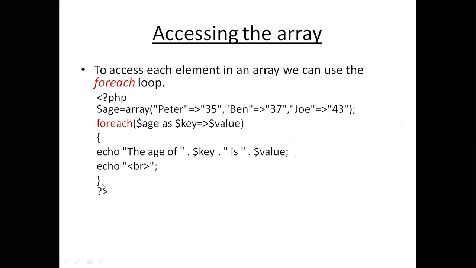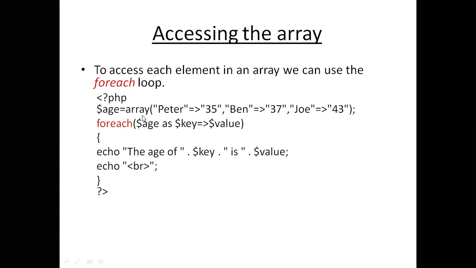You have a PHP open, PHP close here. Age array: Peter age is 35, Ben age is 37, Joe age is 43. So for age, as a key and then value. The key is Peter and the value is 35. So you are going to echo the age of Peter. The key is Peter here. The age of Peter is 35. You are going to output like this. And after that, the age of Ben is 37, and the age of Joe is 43. This is called for each looping.